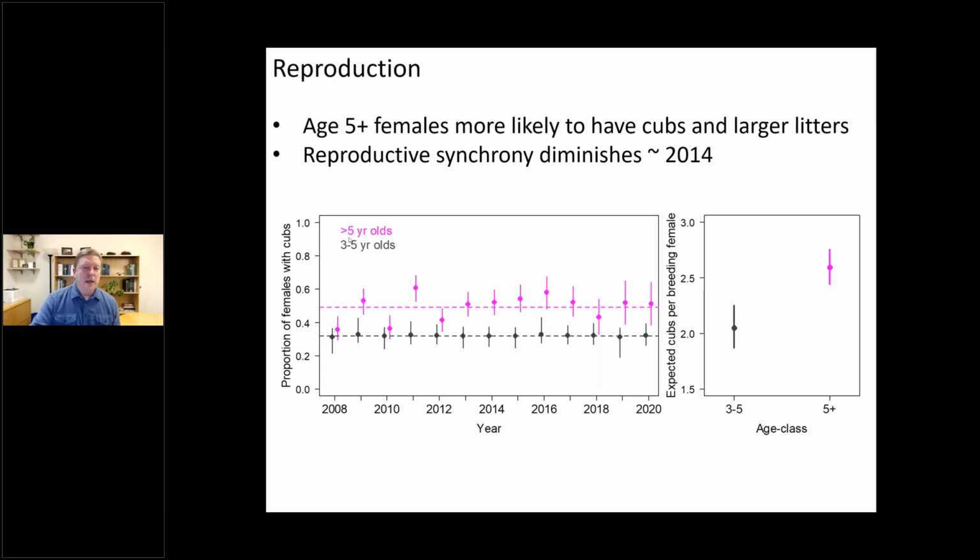Now, it became pretty obvious how important these females age 5 and older are to the population, because not only are they more likely to have cubs in any given year, when they do have cubs, they have more cubs than the younger females. What you're seeing on this axis is the expected number of cubs per breeding female. So given she had cubs, what's the expected number? For the younger bears, the 3 to 5, the litter size was on average about 2 individuals, whereas for the older females it was about 2.5. They're really showing that these older age classes are quite important to the stability of this population.